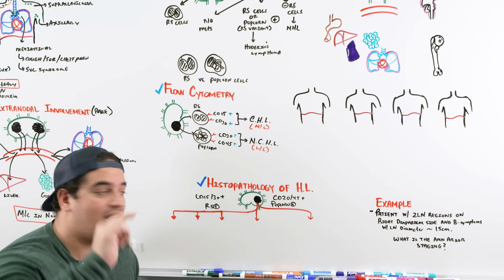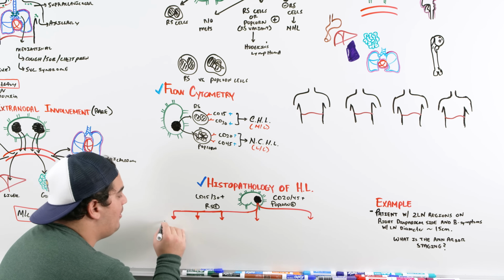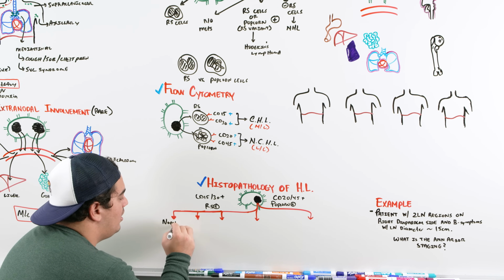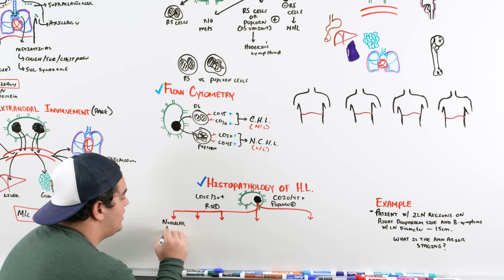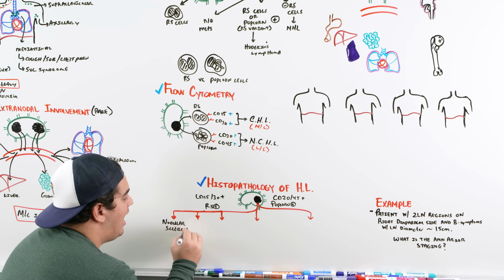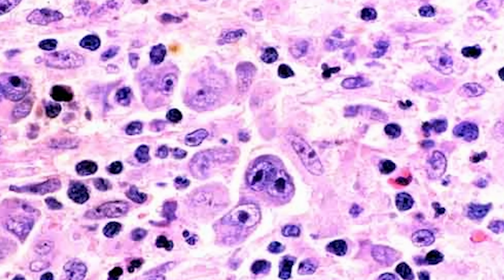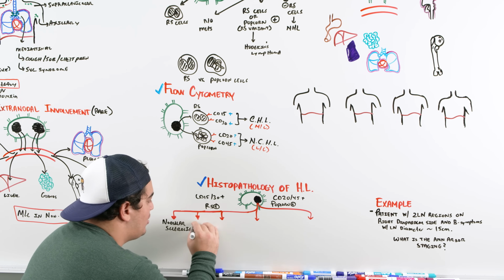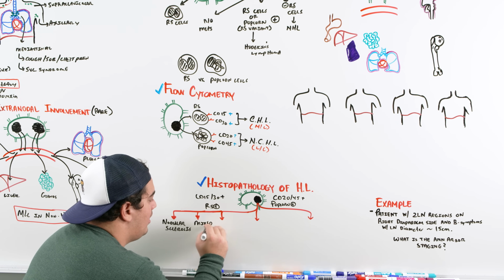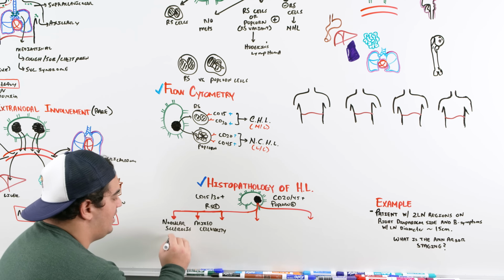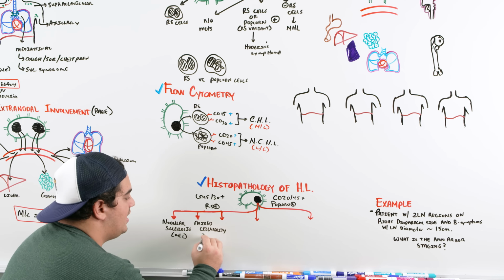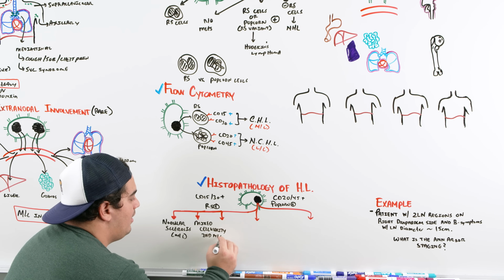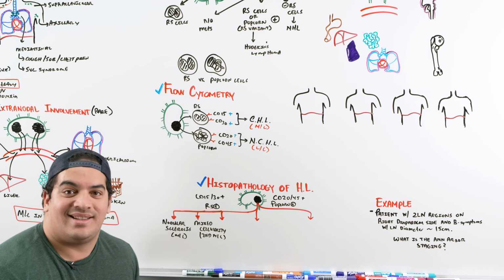I'll show you guys each one at a time. The most common one is called nodular sclerosis. This is going to be the most common type. It looks like this. The next one here is called mixed cellularity. This is the second most common. So this is the most common, this is the second most common, and it looks like this.